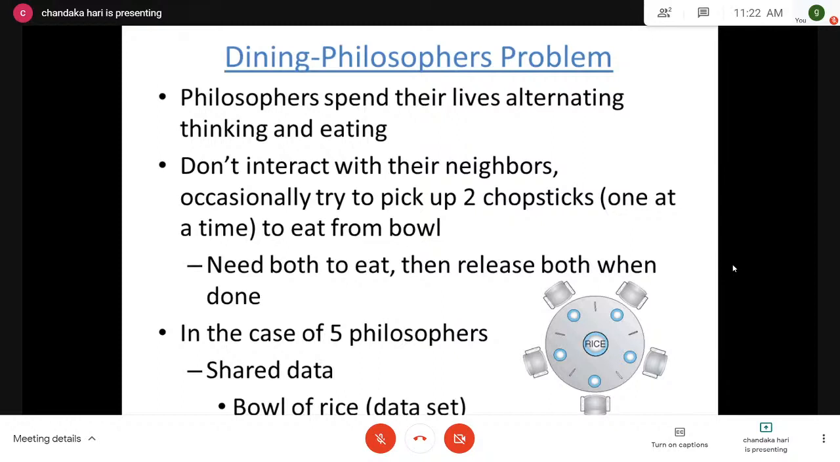Now there is a shared data, a bowl of rice. If they want to pick up the rice and put it on their plates, they need two chopsticks. If everyone is holding one chopstick and waiting for another, the data is going to be in a deadlock state. So a bowl of rice is the data set. So I define semaphore variables: chopstick[5], each initialized as 1. That is, all five semaphore variables have been declared.